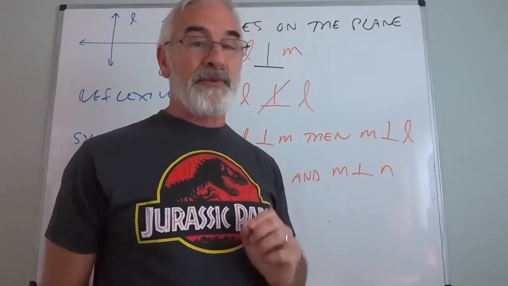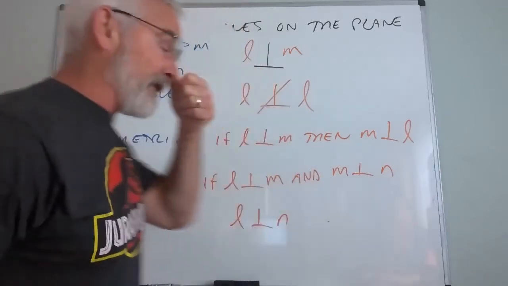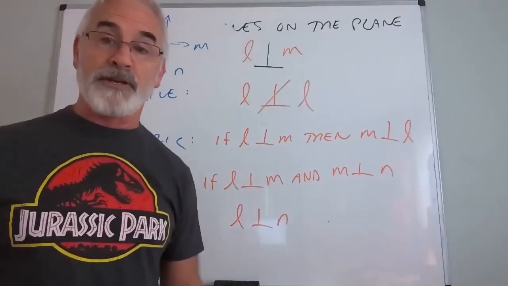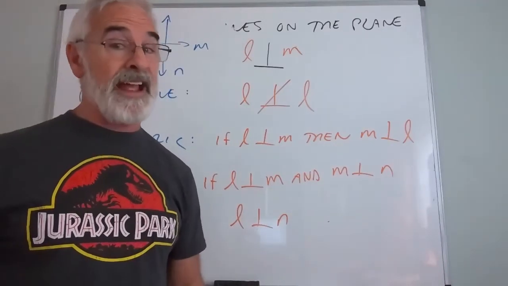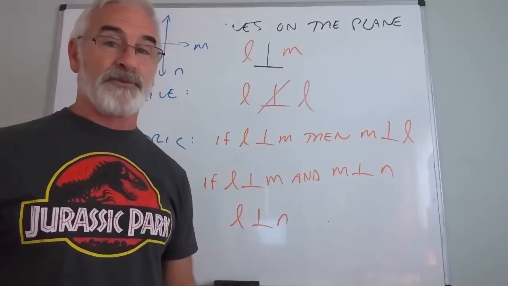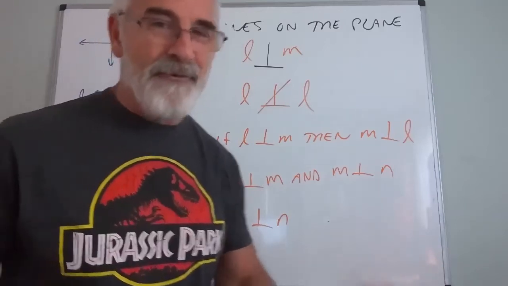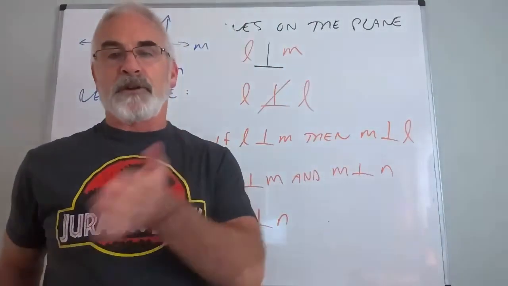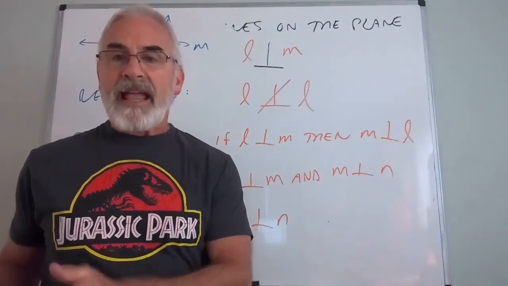But in 3D, if the first line is perpendicular to the second and the second is perpendicular to the third, the first and the third can be perpendicular, but they don't have to be. Right? Because you can still come up with a situation where they're not. So that one's a little bit trickier. That one's kind of fun. So the concept of reflexive, symmetric, transitive has to do with this.